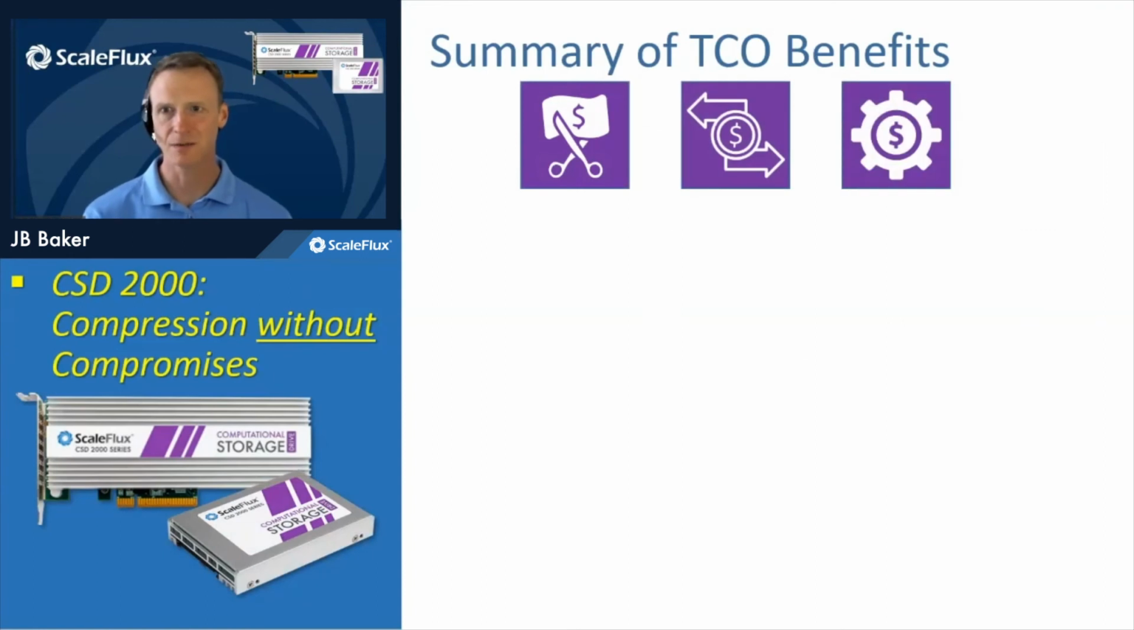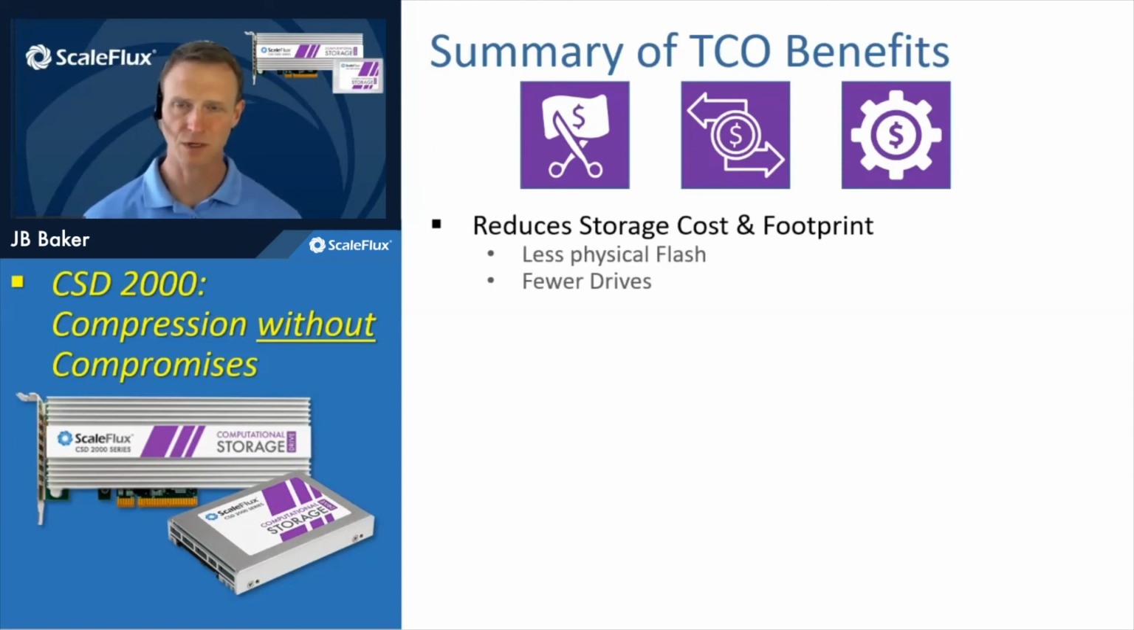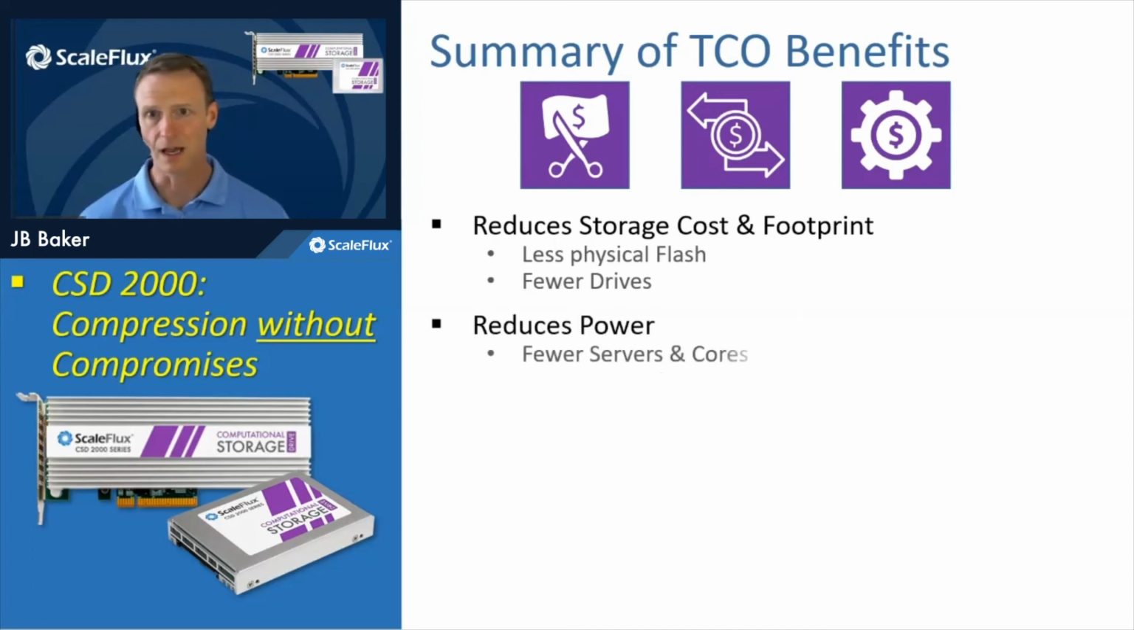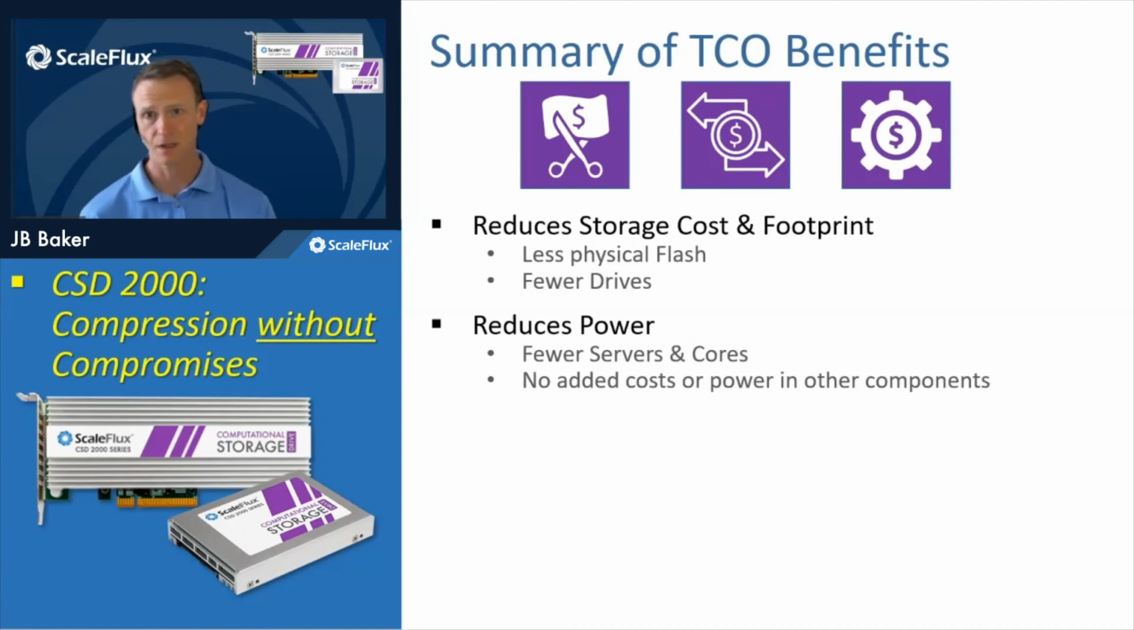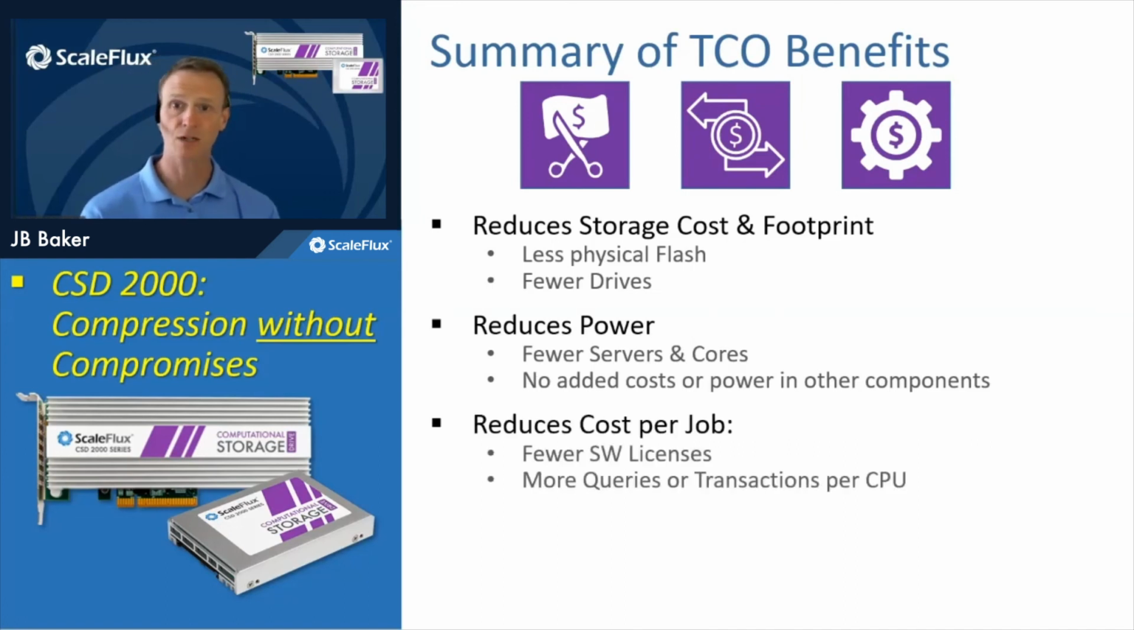So in summary, the CSD2000 can deliver you compression without having to make compromises. It reduces your storage cost and storage footprint. You're buying less flash and potentially fewer drives. It reduces power versus other compression options, taking fewer servers and fewer cores to achieve the same level of storage capacity and total throughput, and you're not adding extra components or extra power elsewhere in the system. And then lastly, it helps reduce that cost per job. So fewer software licenses are needed because you're using fewer cores. And you can achieve higher queries or transactions per second per CPU. As I said, we'll go into that in more detail in another video.